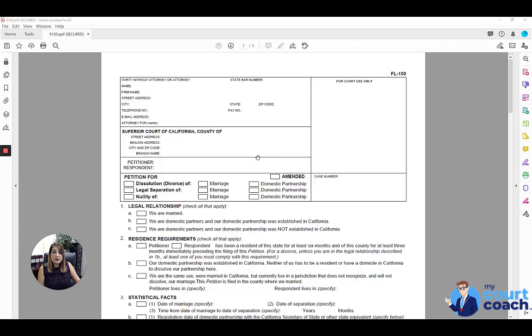If this is the first form you're filing as part of your divorce or legal separation case, you probably don't have a case number yet. Let the clerk that will be accepting this filing fill that in for you and assign you a case number.